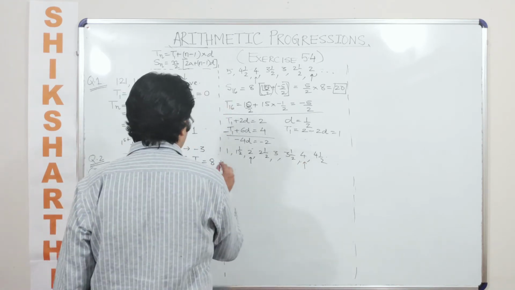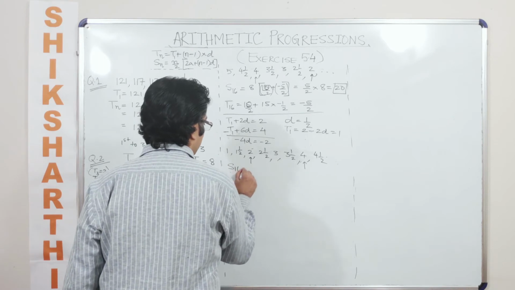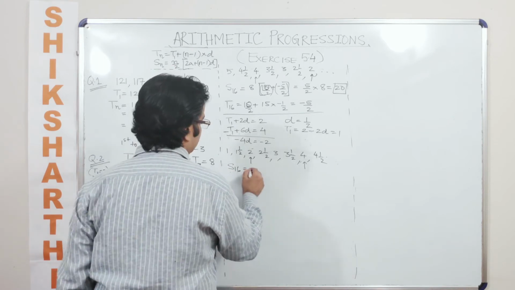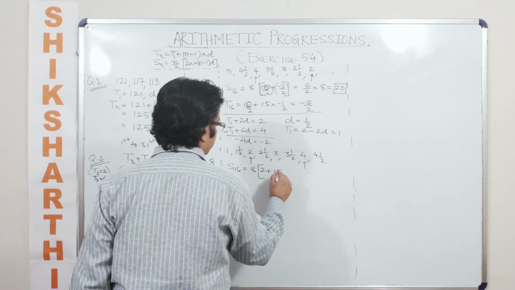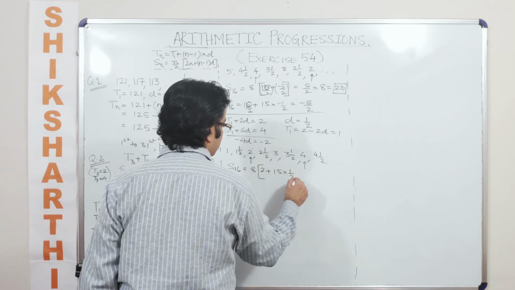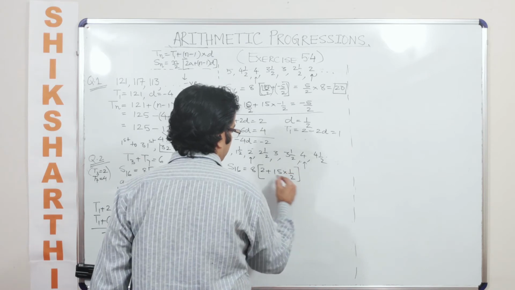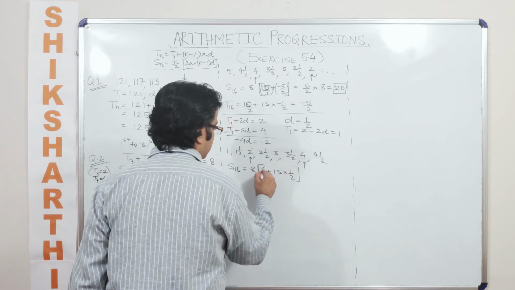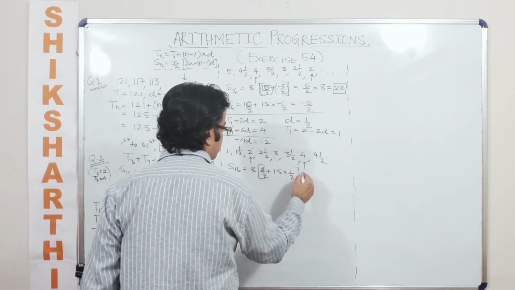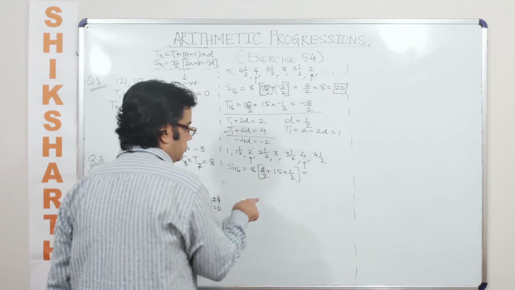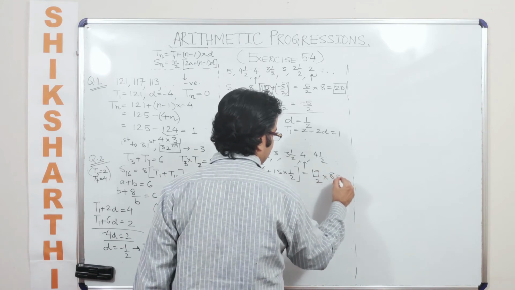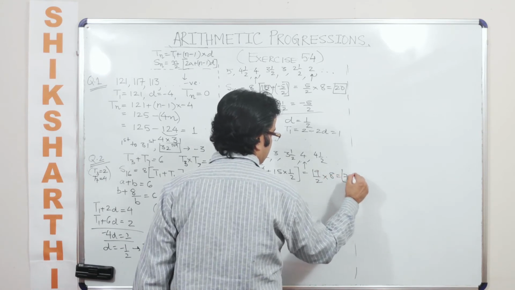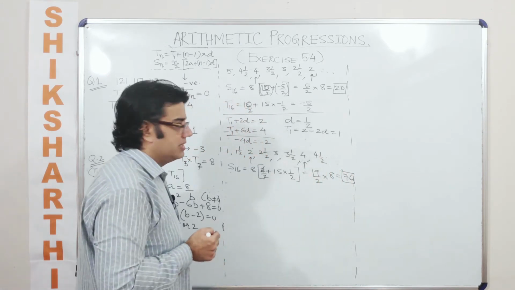What is the sum for first 16 terms? So I can use the formula, which is 8 times of 2a, which is 2, plus n minus 1, which is 15, into d, which is half. And this I could have written as 4 by 2. So how much does this work out to? This works out to be 19 by 2 into 8, which is just like saying 76. So how much is the answer here? Answer is 20 or 76.